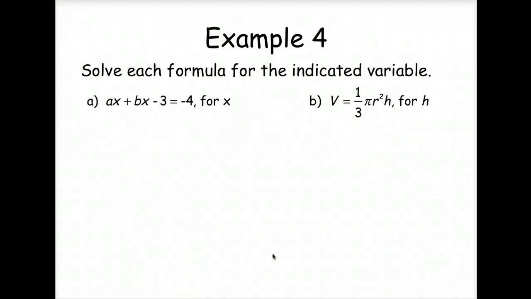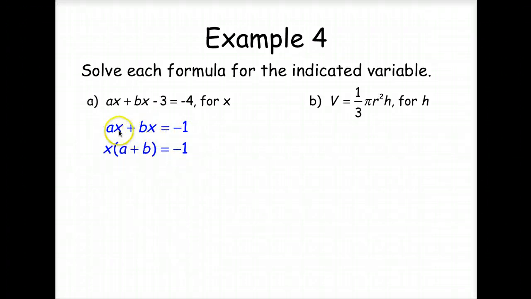And finally, now we're going to solve each formula for the indicated variable. They're wanting us to solve this one for x. Okay, so our whole goal is to try to get x by itself. Well, the first thing I see is we need to add 3 to both sides. Now, both of these terms have an x in them, but they're not like terms. We can't combine them. But we can factor an x out. And now we've got an x multiplied by a plus b, so we simply divide both sides by a plus b.